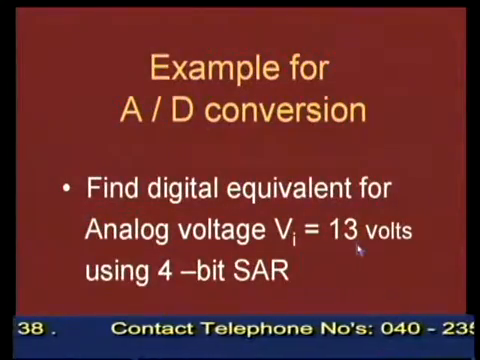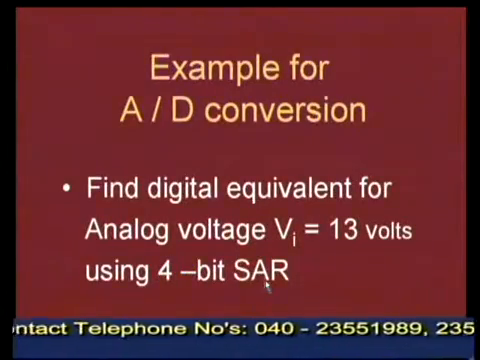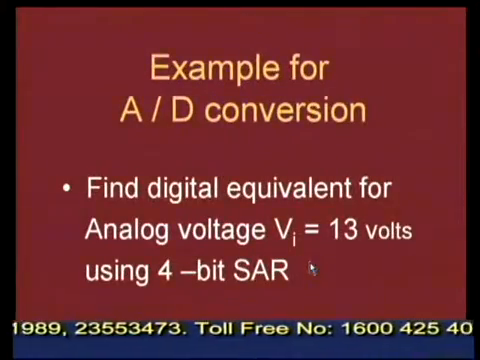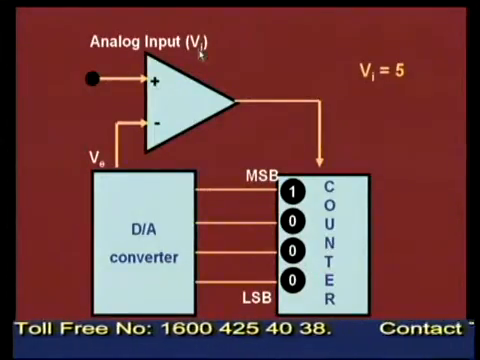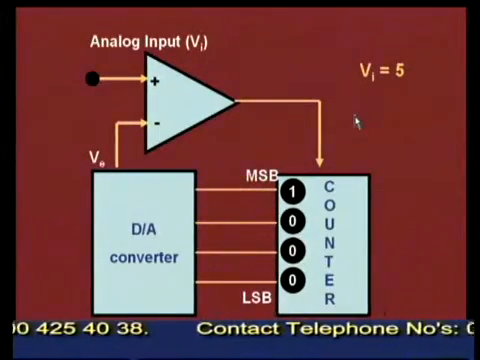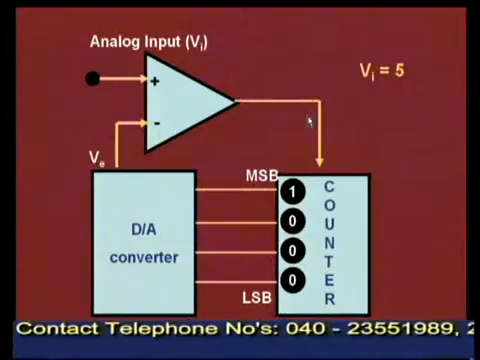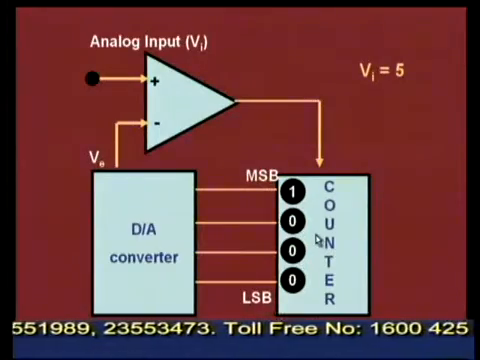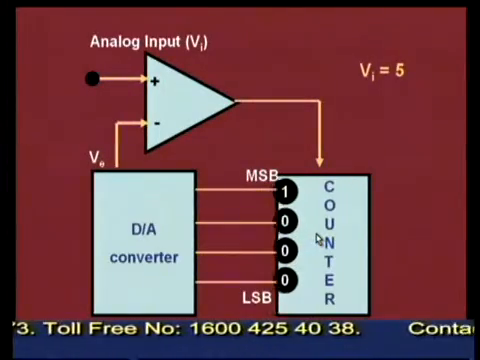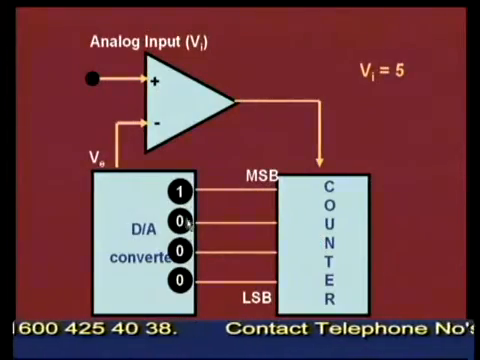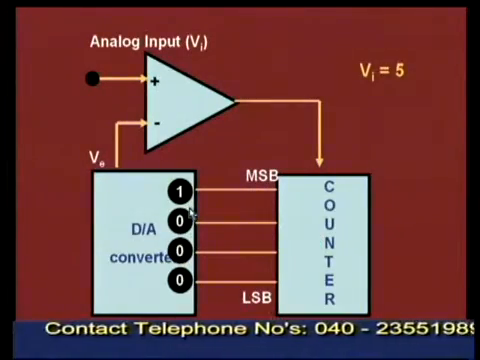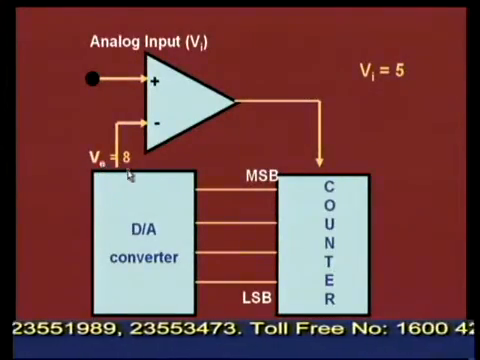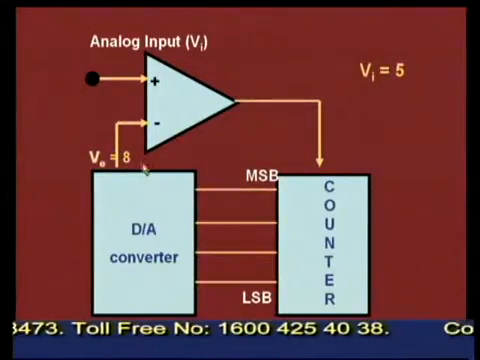If the input voltage is 5 volts and a 4-bit successive approximation register is used, what should be the equivalent digital value? At first, the analog input value is 5 volts and you set the MSB to 1. So, 1 and the others are set equal to 0. It is sent to the D to A converter and then the equivalent analog value is available. 1 0 0 0 is equal to 8.